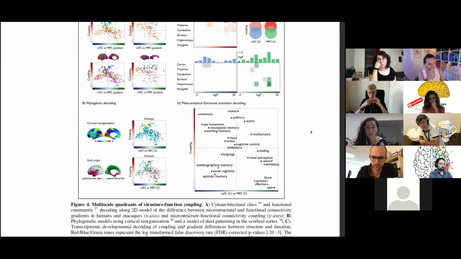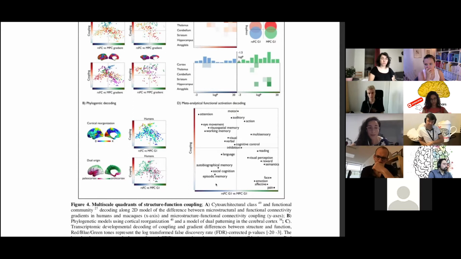And finally, they projected meta-analytic maps retrieved from Neurosynth onto the reduced space to see how they rearrange themselves. And they see that the lowest uncoupling, so the lowest coupling functions, are related to autobiographical memory, social cognition, and episodic memory.